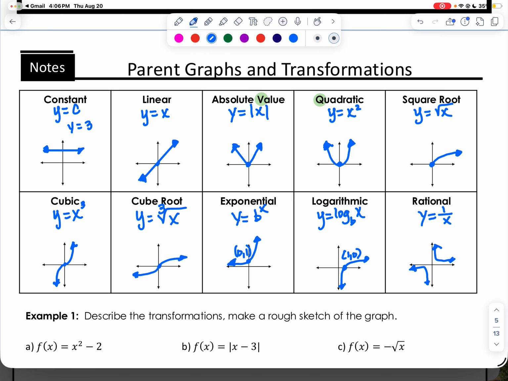Again, we don't expect you to memorize these right now. This is a broad overview, and you do not need to memorize these. You will work with these functions so much that by the end of the year, you'll begin to recognize them in their basic shapes, okay?